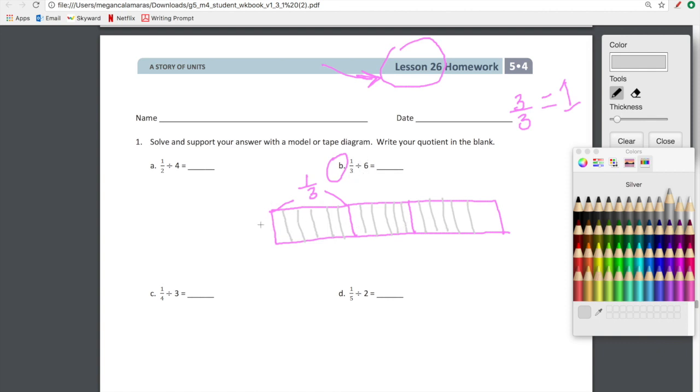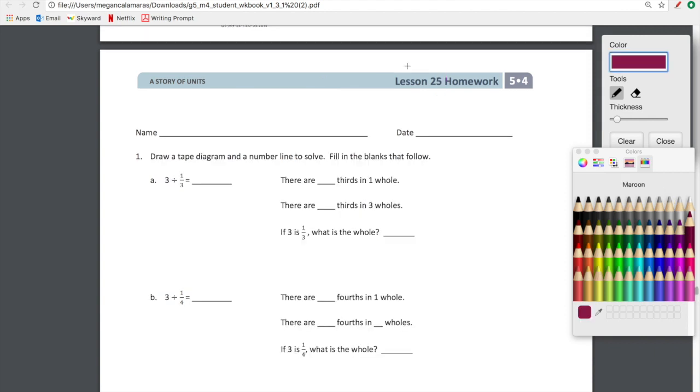So 1/3 divided by 6. What we're trying to figure out, when we divide 1/3 by 6, is what this slice is. Well, the numerator is 1, out of, this section was sliced into 6, this section was sliced into 6, and this section was sliced into 6. So we have 3 copies of 6, which is 18. So 1/3 divided by 6 is 1/18.